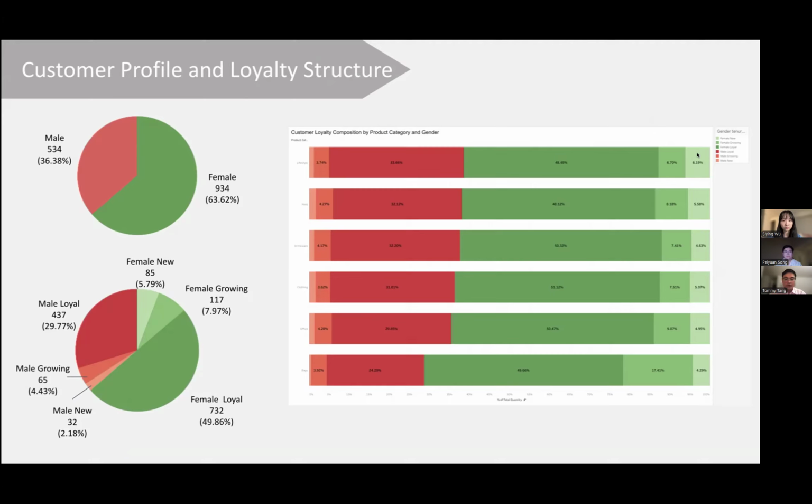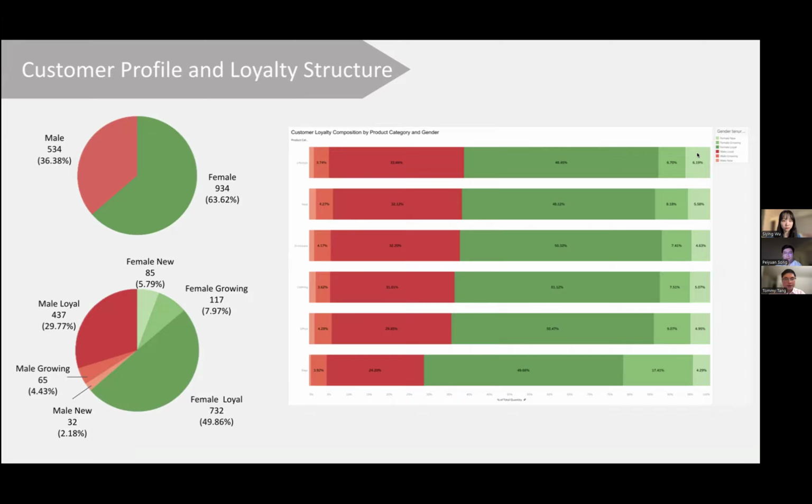And from the customer loyalty distribution by gender pie chart on the bottom left corner, we observe that both male and female customers are heavily concentrated in the loyal group, but the female customers make up a much larger share of the loyal group. And also from the customer loyalty composition by product category and gender pie chart on the right, the gender composition is relatively stable across almost all categories, but the bags category stands out the most, which makes sense because bags is a very female-dominated category.